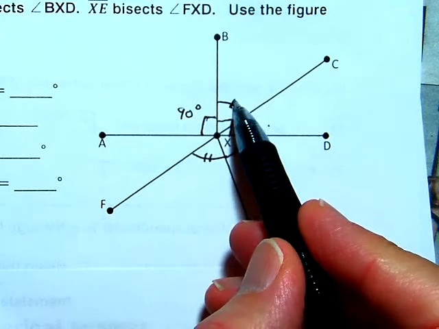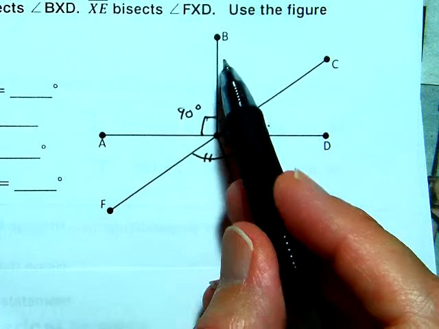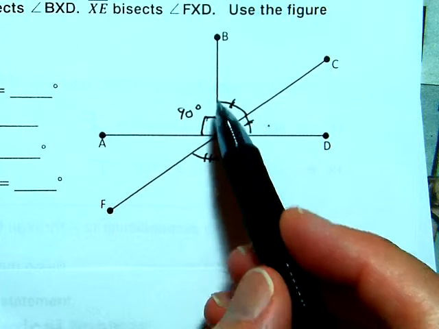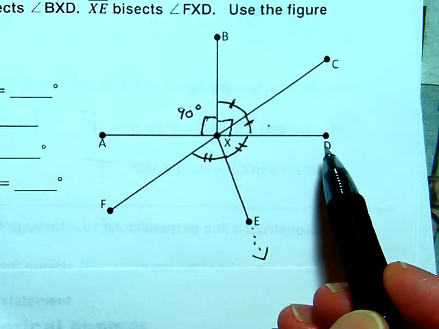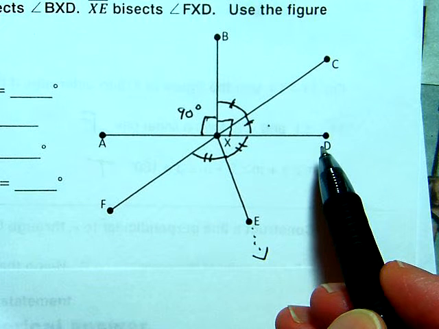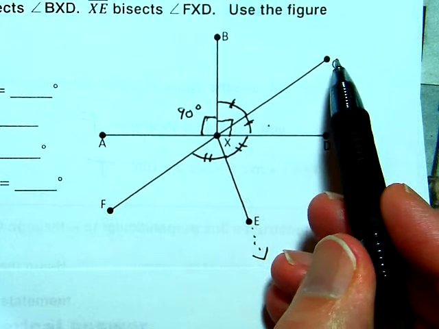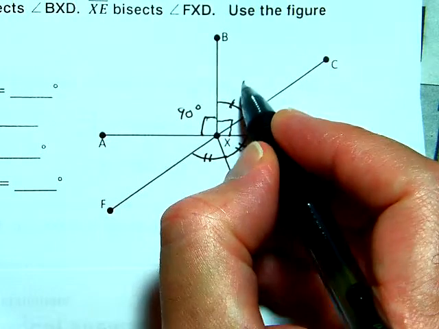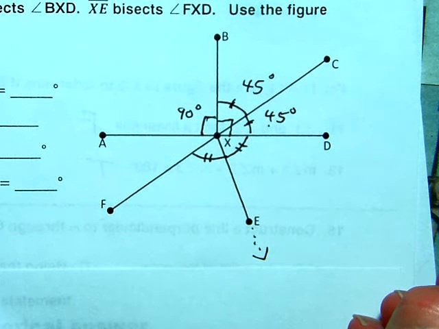What about these two angles in the upper right quadrant? Well, we know originally the angle before we had the angle bisector, the angle BXD, was a right angle, or 90 degrees, and then we know that XC bisected that 90-degree angle. So what do you get when you bisect a 90-degree angle? You get two 45-degree angles. So we know those two angles measure 45 degrees.